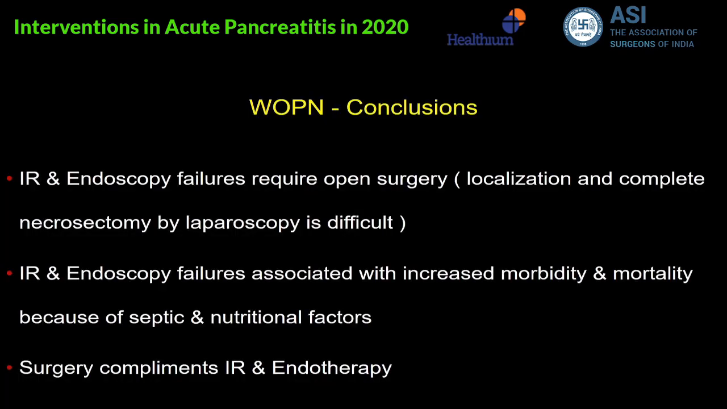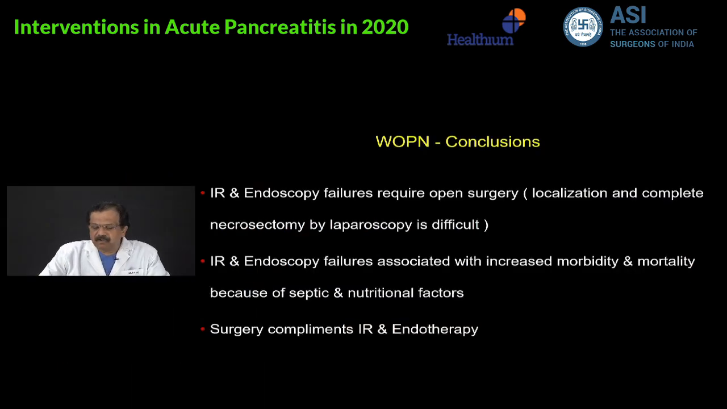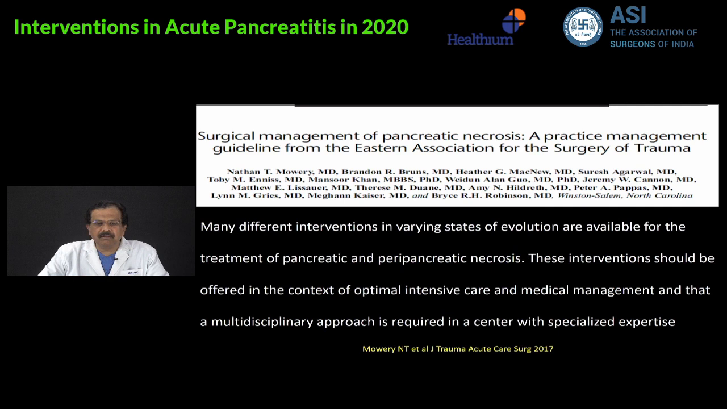You cannot localize this wall of necrosis. So for these patients who have undergone an initial interventional radiology procedure or an endoscopic procedure, if these patients were to come back for surgery, it has to be an open surgery because laparoscopy is going to be difficult. And IR and endoscopic failures are associated with increased morbidity and mortality because of septic and nutritional factors, and surgeries seem to be complementing both interventional radiology and endoscopic treatment.